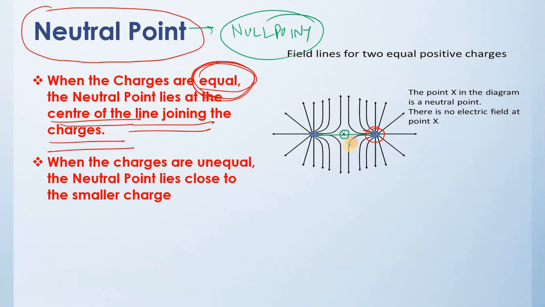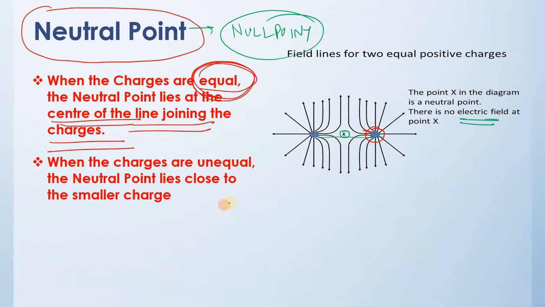And how do we calculate the null point or the neutral point for two equal charges? Find out the line joining the charges and the midpoint of that line. For example, in this situation, point X is lying at the midpoint of the line joining those charges, and that particular point will be acting as the neutral point. There will be no field. There will be zero electric field at that particular point.